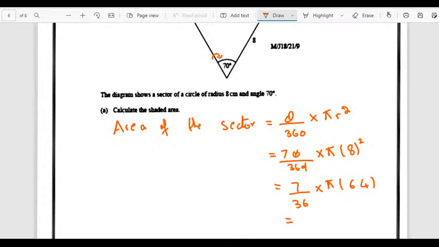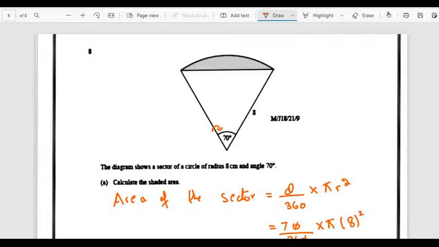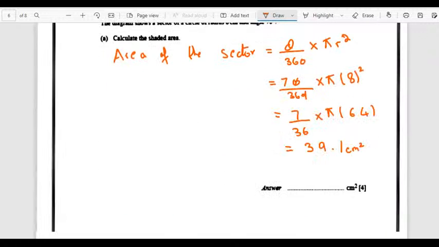That is 39.1. 39.1. Very good. Centimeter squares. Okay, that is very important. All right. Okay, that is 39.1. Okay, and this is the area of the sector. Now we need to calculate the area of this triangle, and then we do subtract these two.